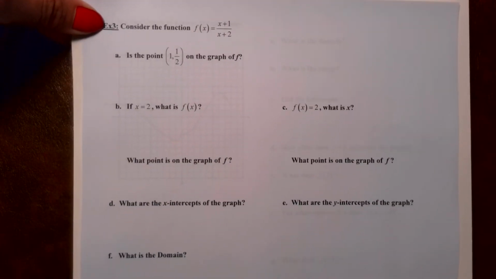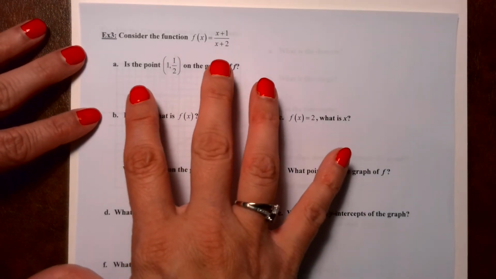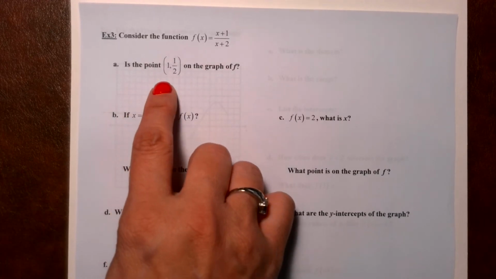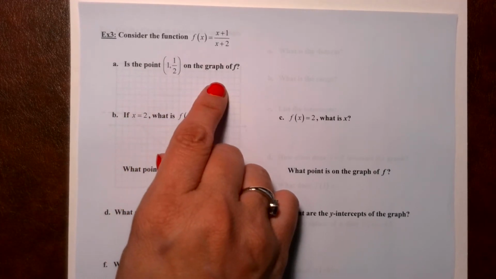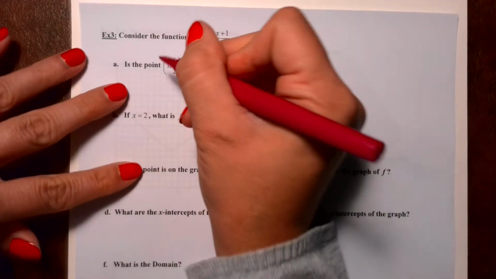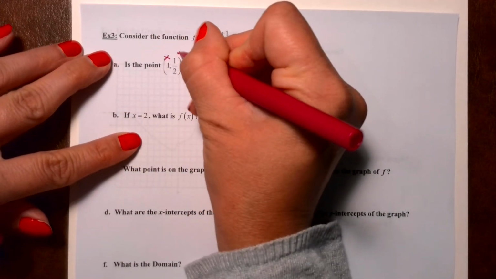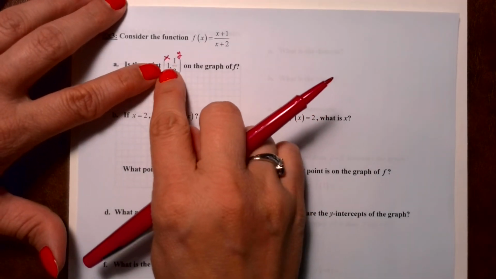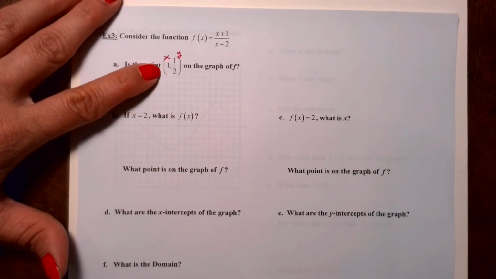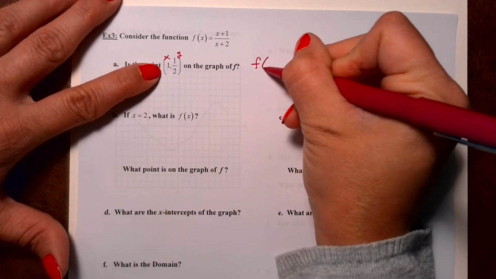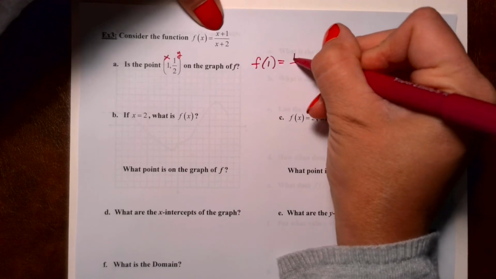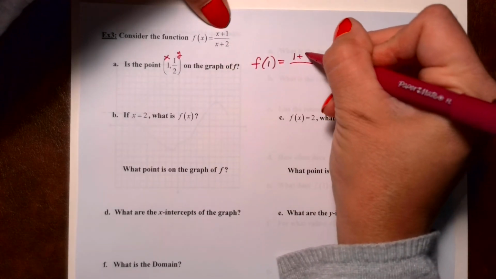Let's take a look at a function. Let's take a look at the equation and do some stuff algebraically now. So considering this function, is the point (1, 1/2) on the graph? Let's see. 1 is the x value, and 1/2 is the y value. So what I'm going to do is put the number 1 in and see what I get. I'm going to do f of 1. If I look at this equation and put 1 in for x, that's 1 plus 1.